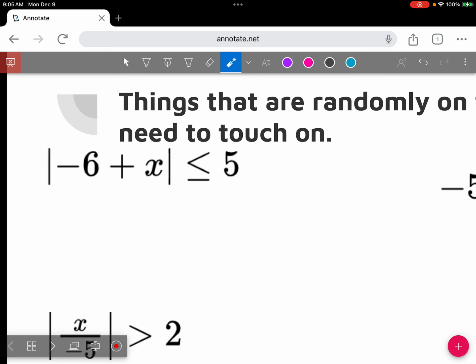Remember that our absolute value is the distance from 0. So this little chunk needs to wind up somewhere between positive 5 and negative 5. So it's going to be on this number line up here between these two.